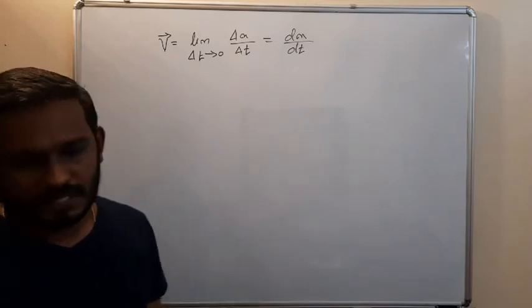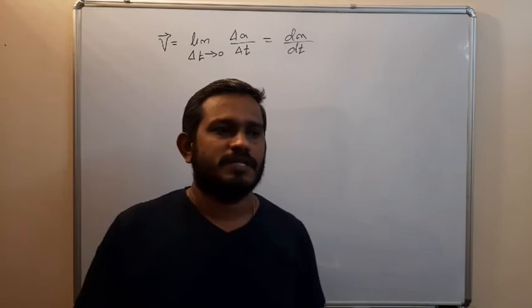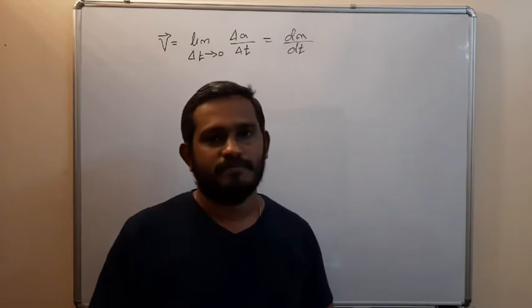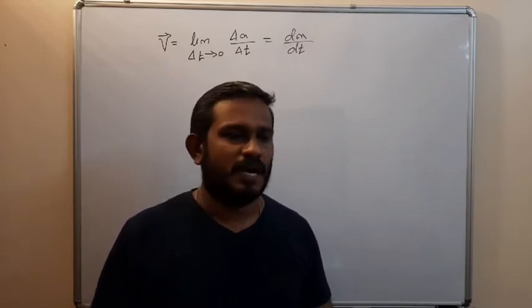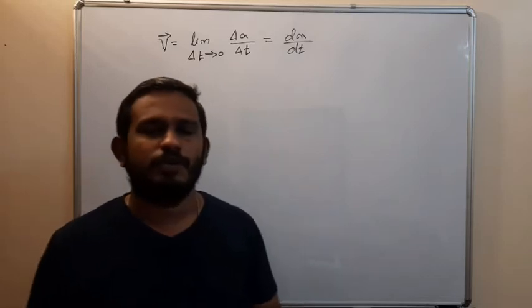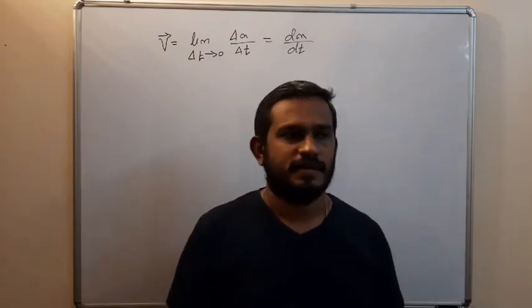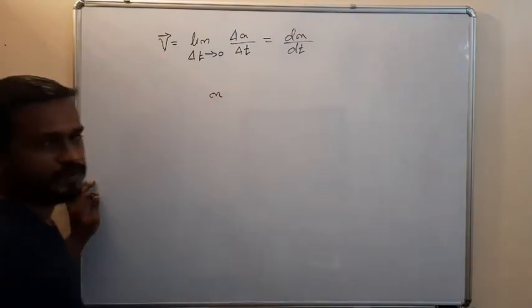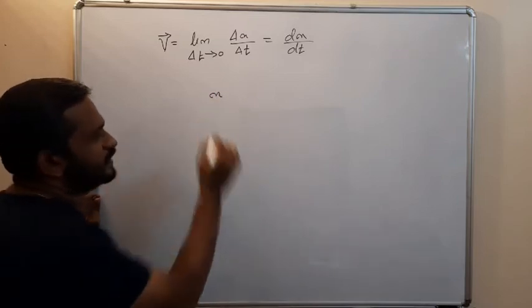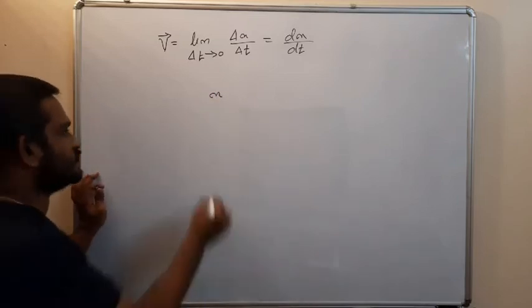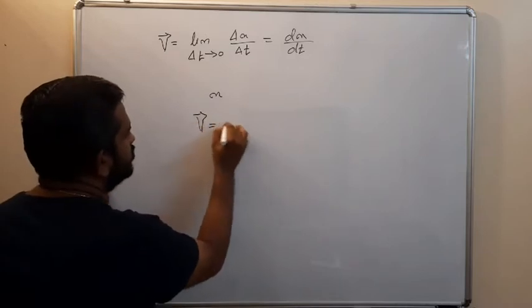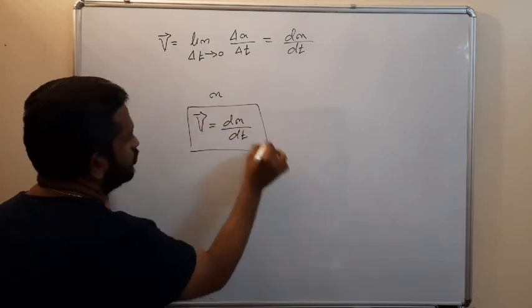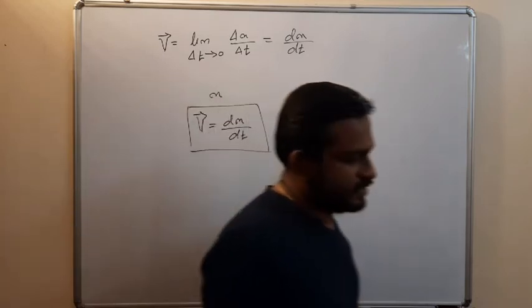In this topic, the first type of problem is where the displacement will be given in terms of time. So displacement x is given as a function of time, and you will be asked to find the instantaneous velocity. The formula is v vector is equal to dx by dt. This is the formula to find the instantaneous velocity.